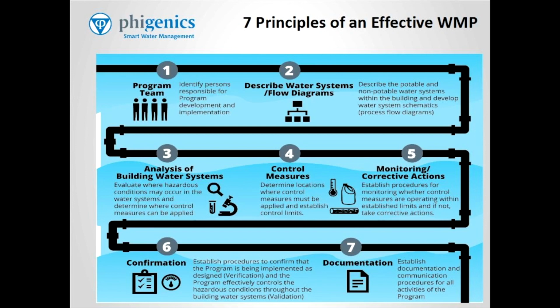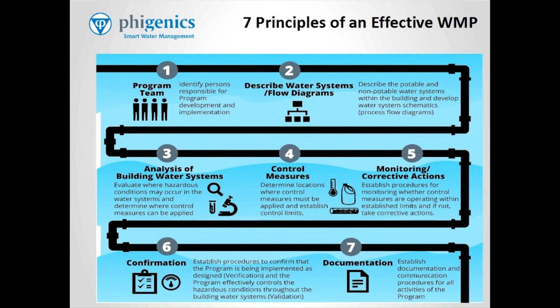So in order to establish a water management program, the first thing to do is establish a team, a water management team, or a program team, it's called in the standard. And these persons are identified as responsible for the program, its development, and its implementation. The team then describes the way water is processed in the building. And this is a very important aspect of the team activity. It's the first thing that the team does. It describes the way water is processed in the building.